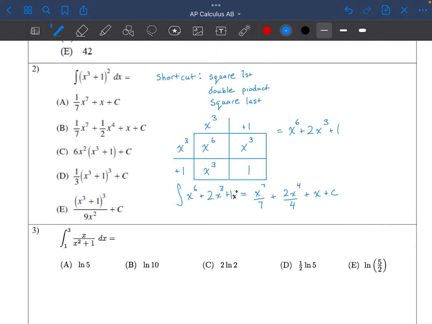Is there anything that matches that? I see b. B matches it pretty darn closely, right? Just double checking. Yeah, that looks good.